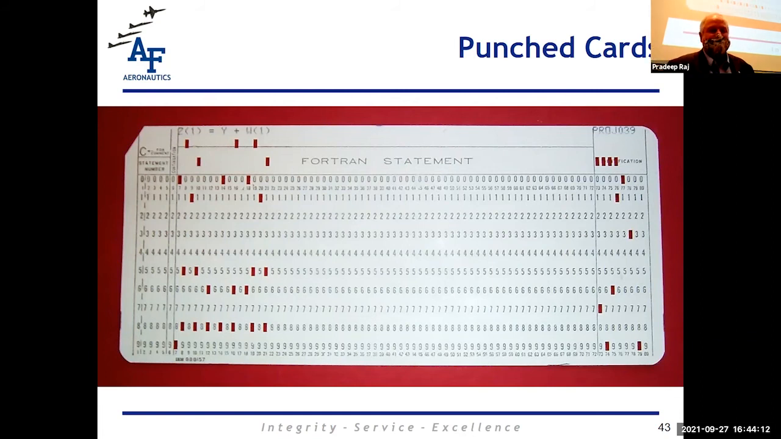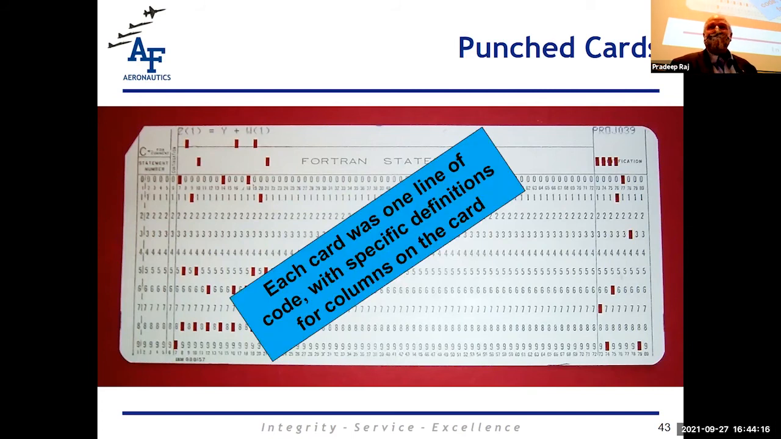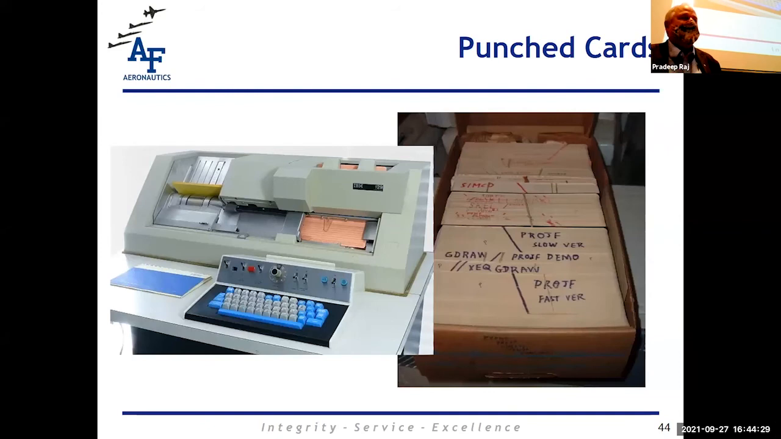And each card was one line of the code. So if you had a 10,000 line code, you had 10,000 plus a few at the front to tell the computer how to run it. Those cards had to be punched with an IBM card punch machine. I spent more hours of my life sitting at a contraption like that.